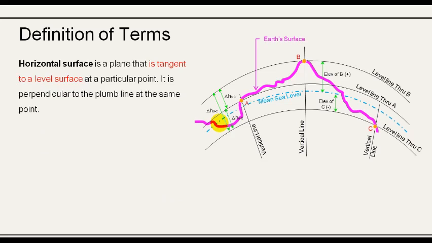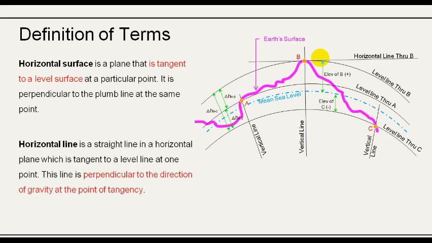Next is the horizontal surface. It is a plane that is tangent to a level surface at a particular point that is perpendicular to plumb line at the same point. So, it is a plane that is tangent to the level surface. So, we have a level surface here. Then, the plane that is tangent to the level surface is called horizontal surface.